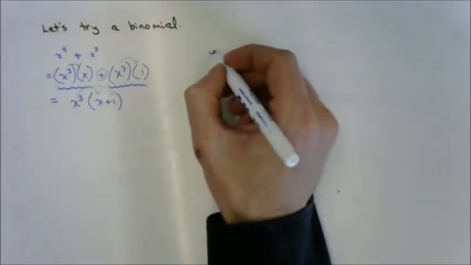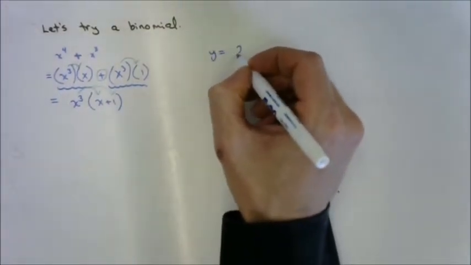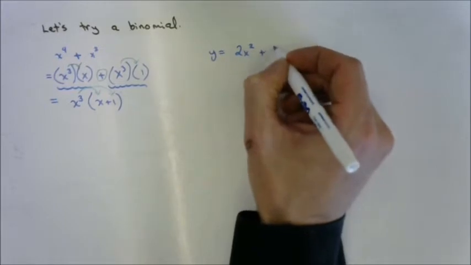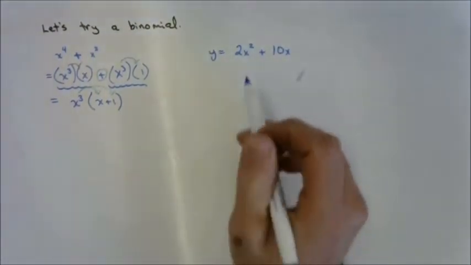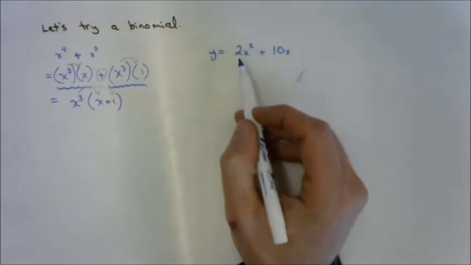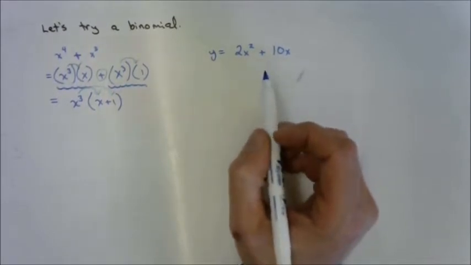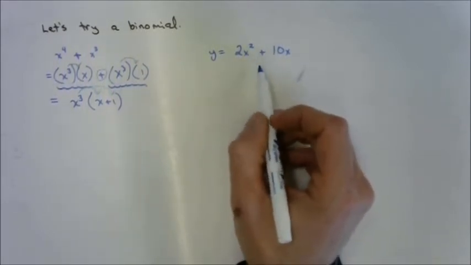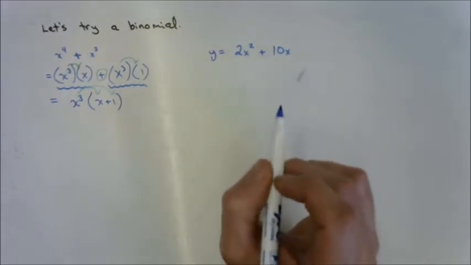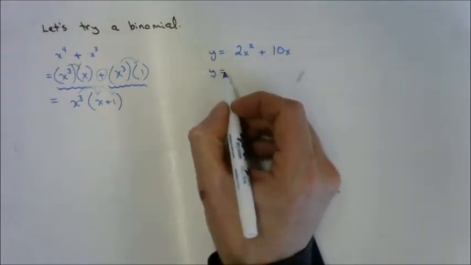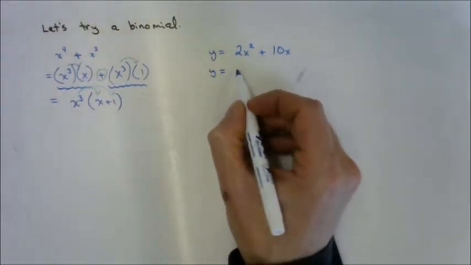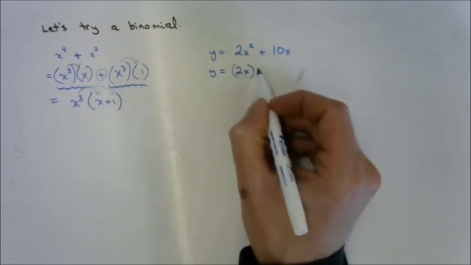This time I'm going to put it in an equation. We're going to say it's y equals 2x squared plus 10x. Now these are the same 2 terms that we worked with in the previous step, 2x squared and 10x. But this time they're attached by addition or subtraction. They are a binomial. What do I do? Well, I find the greatest common factor between them, which I already decided in the previous step was 2x.